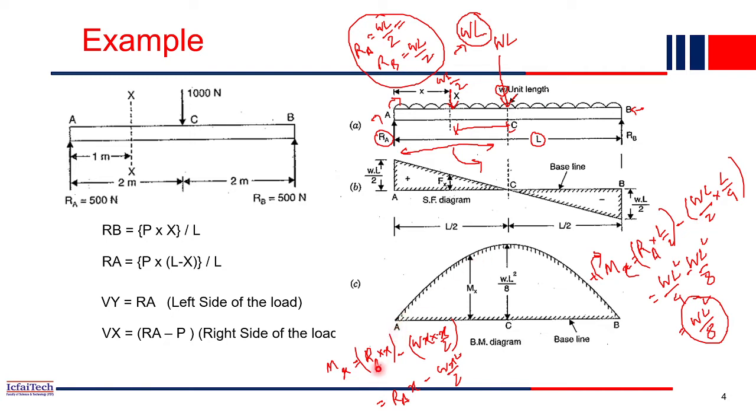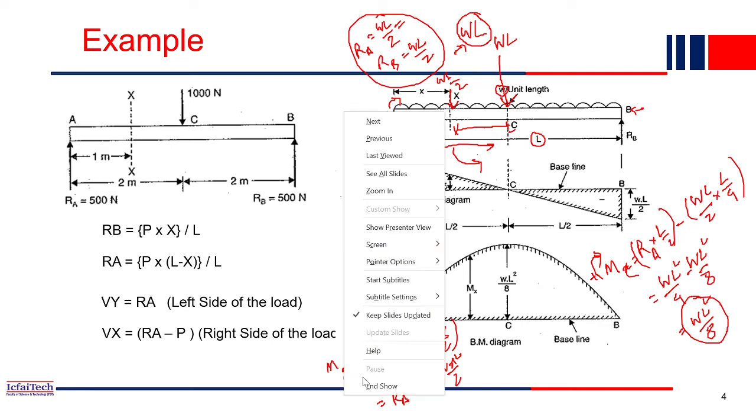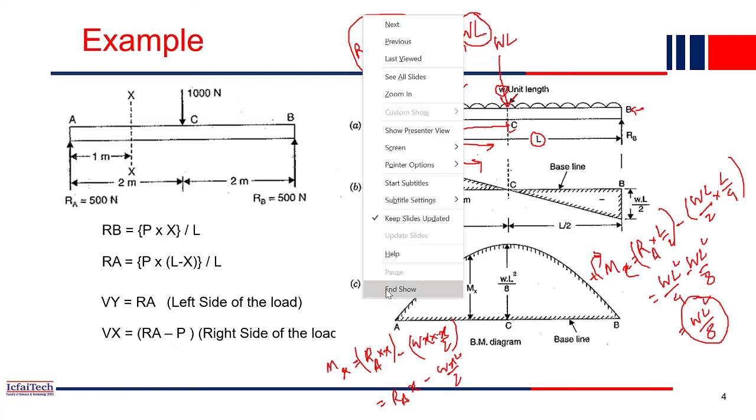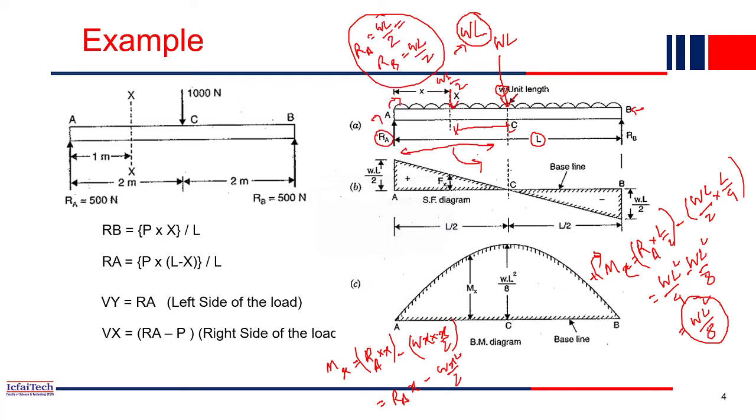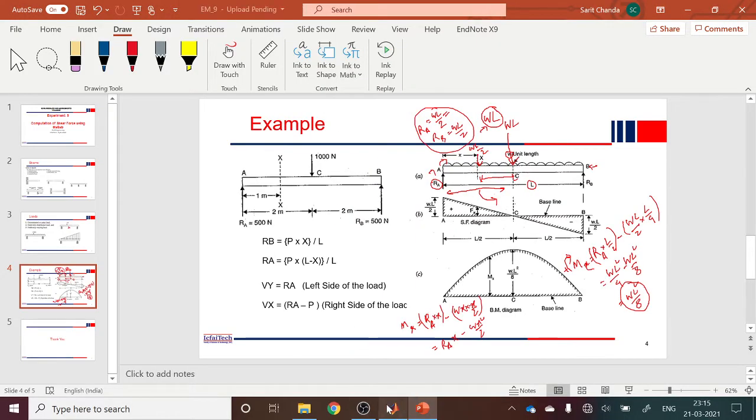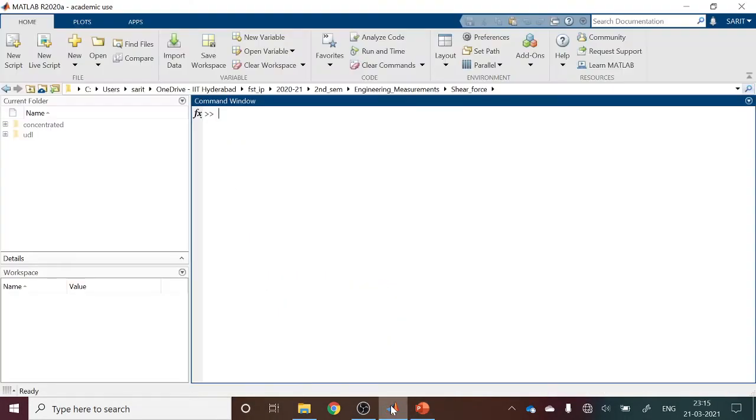So here, if you see, we developed the equation M(x) equal to Ra x minus w x square by 2. This equation we have to put in MATLAB, and then we'll get this type of diagram. So now let's go to MATLAB and do the problem. MATLAB is open here. It is a very simple code, whatever we discussed in the last class, that only we are following here.